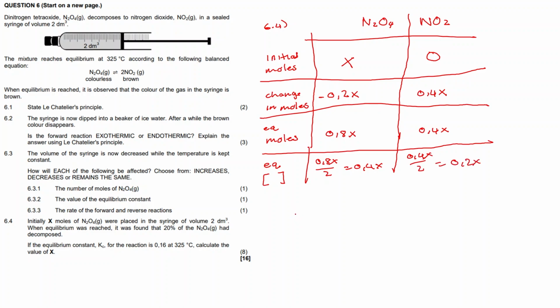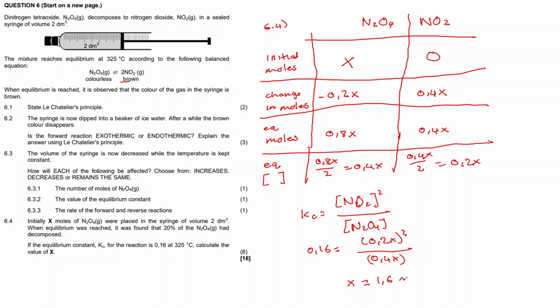We then have a known Kc value, so we can say Kc is equal to the concentration of NO2 squared, as it is a 2 in the formula, over the concentration of N2O4. And we can plug in our values, Kc being 0.16, the concentration of NO2 at equilibrium being 0.2x, and this is squared, all over 0.4x. And when we solve for x by rearranging, we get x to be equal to 1.6 moles. And that's the initial amount of moles we have of N2O4.